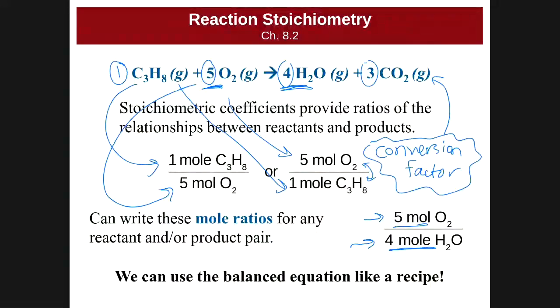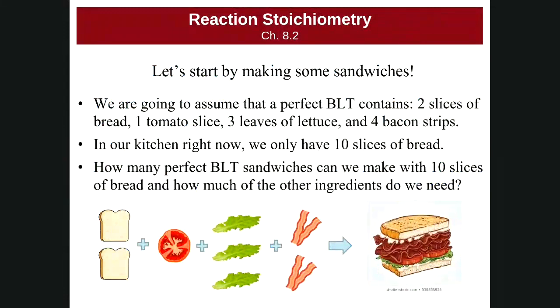So we can use the balanced equation like a recipe. So let's start making some sandwiches. This is something that you can do in your house right now if you have all of these ingredients. Or you can use different ingredients, make any kind of sandwich you'd like, or you can bake brownies, cookies, whatever. So use a recipe. So in my recipe, we're going to assume that a perfect BLT contains 2 slices of bread, 1 tomato slice, 3 leaves of lettuce, and 4 bacon strips. It's a lot of bacon for one sandwich, I know, but that's my perfect BLT recipe.